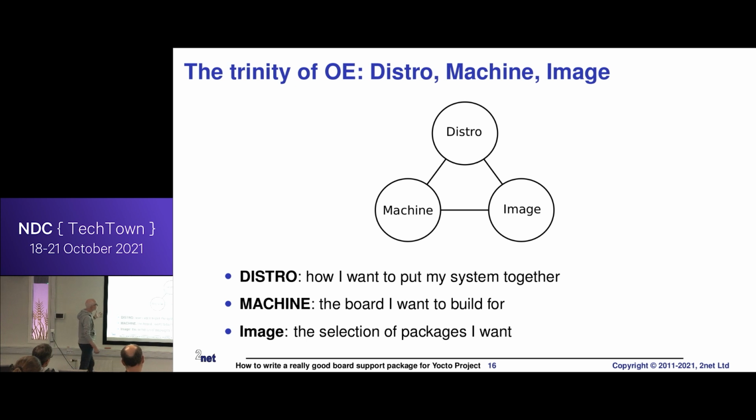Or in a similar way, you can just change the image. So we can have one image that is just bare metal. We can have another image which has a graphical environment. We can have another image that's for pre-production tests or whatever. So we keep the distro and the machine the same. We just change the image for whatever it is we want to do with that particular board. So it becomes very powerful and modular, which is quite neat.